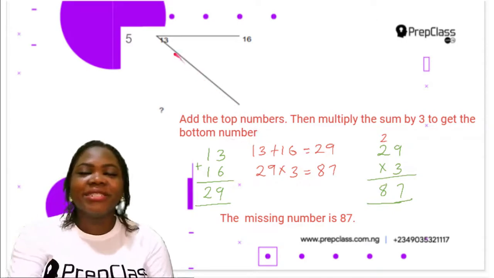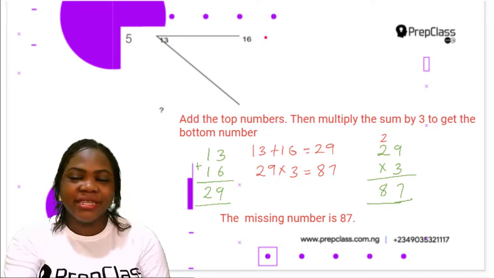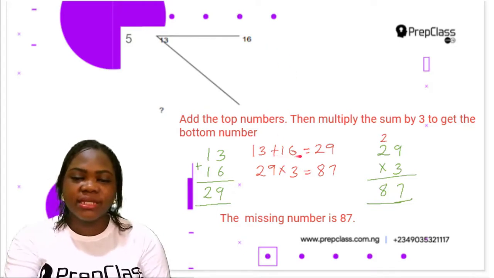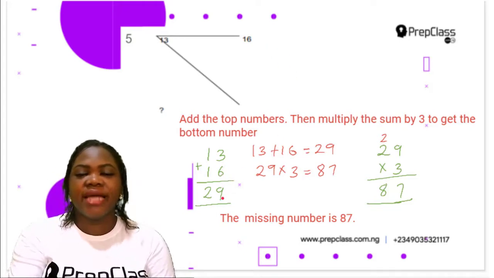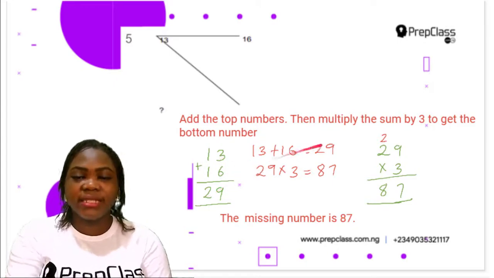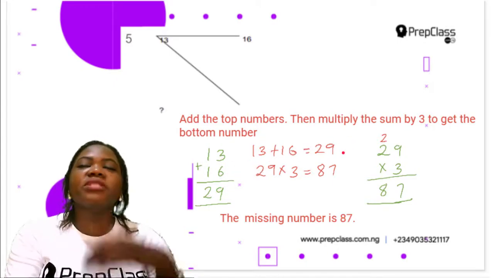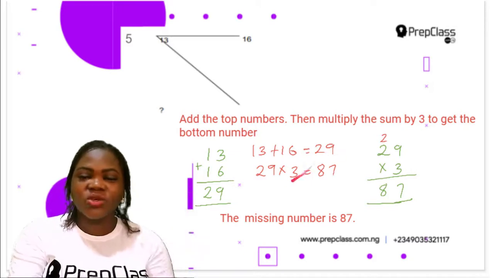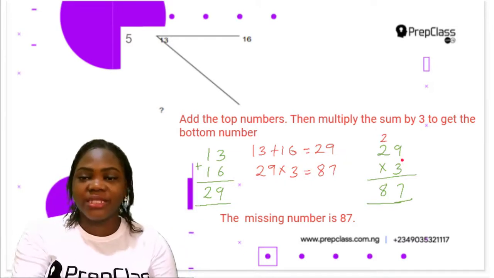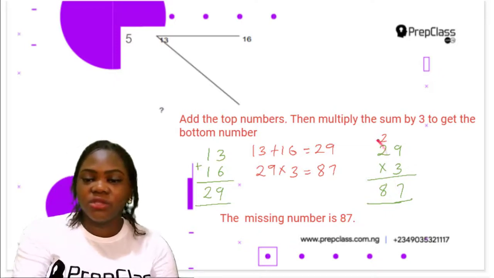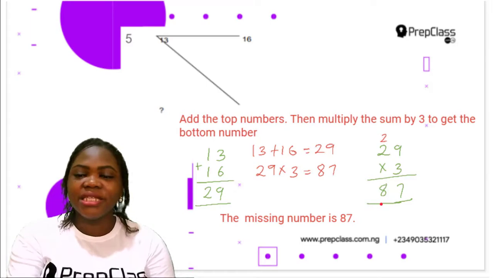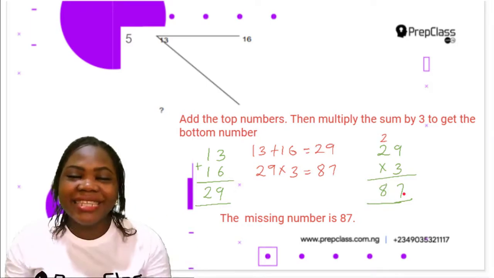So the top numbers here are 13 and 16. Let's find the sum of 13 and 16. 13 plus 16. 3 plus 6 is 9. 1 plus 1 is 2. So this means that the sum of 13 and 16 is 29. Now we have to multiply that sum by 3. So 29 multiplied by 3. So 3 times 9 is 27. Write 7. Carry 2. 3 times 2 is 6. 6 plus 2 is 8. So this means that the answer is 87.